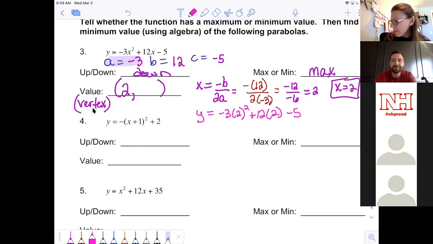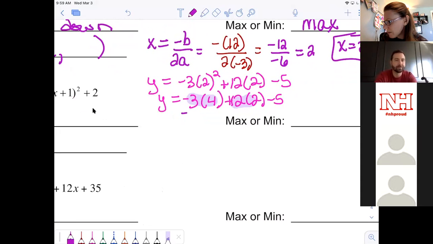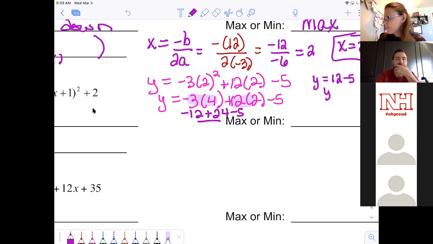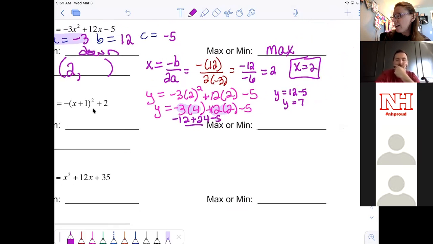So we're going to plug in that 2, and then we'll evaluate. So 2 squared is 4. And then we will multiply the 2 pieces that we have to multiply together here. So we have -12 plus 24 minus 5. And I'm going to pull myself up to the side here. So -12 plus 24 gives us a +12. And then I have to subtract 5. So my y value is 7.